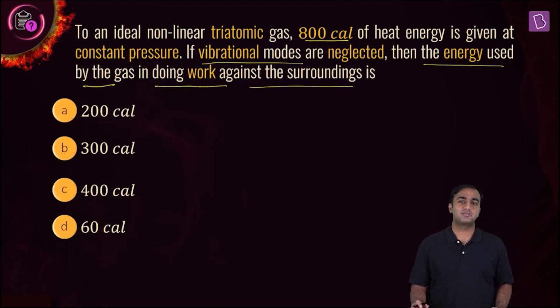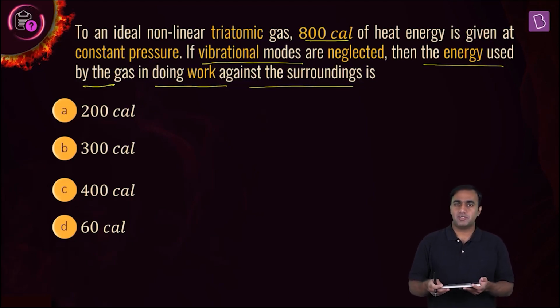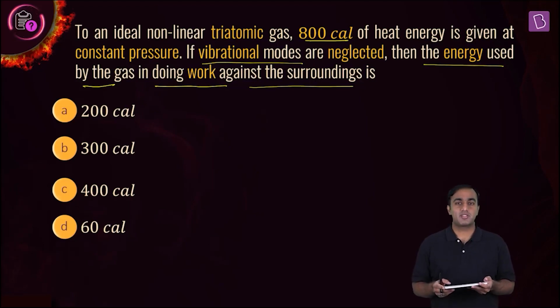We are here asked to neglect the vibrational modes and calculate the energy used by the gas in doing work against the surroundings. Well, first of all, what is this non-linear triatomic gas all about? How is it different from linear triatomic gas? If you consider a linear triatomic gas made up of 3 atoms, all these 3 atoms will lie on a straight line. In the case of a non-linear triatomic gas molecule, these atoms will not lie on a straight line. So, how many degrees of freedom have you got for this non-linear triatomic gas molecule?